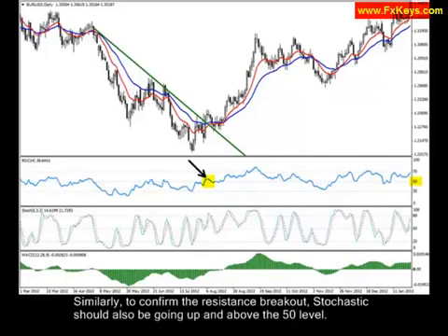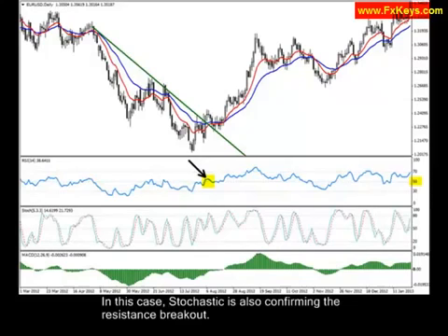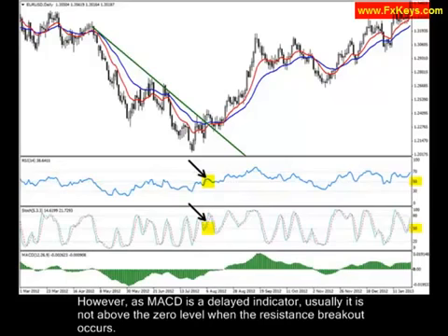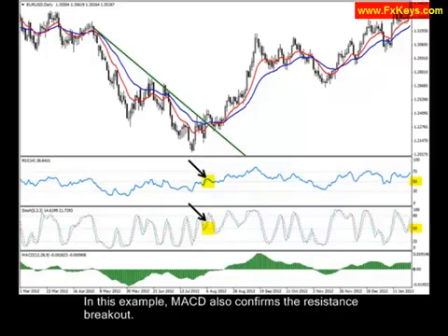Similarly, to confirm the resistance breakout, stochastic should also be going up and above the 50 level. In this case, stochastic is also confirming the resistance breakout. In case of resistance breakout, MACD should also be going up. However, as MACD is a delayed indicator, usually it is not above the 0 level when the resistance breakout occurs. In this example, MACD also confirms the resistance breakout.